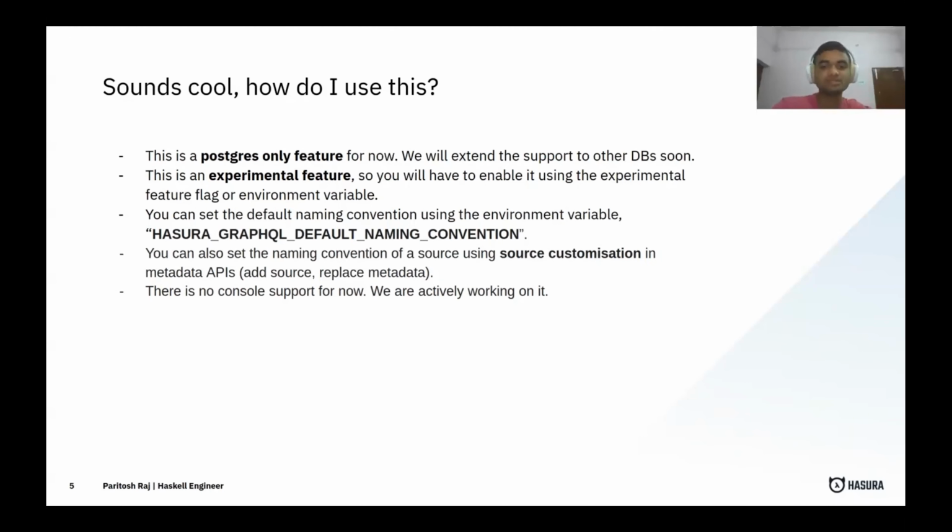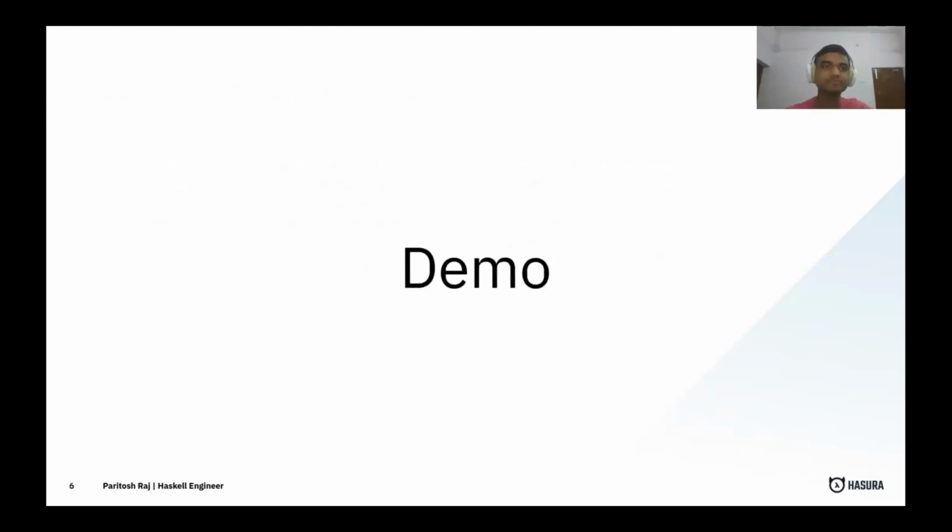If we set the source customization using the metadata APIs, add source or replace metadata, then we can set the source customization to use the naming convention GraphQL default or Hasura default, and we can also set this environment variable called HASURA_GRAPHQL_DEFAULT_NAMING_CONVENTION, which will set the default naming convention that will be used across the sources. This source customization has higher precedence than the default naming convention, and there is no console support as of now, but we are working on it and it will be implemented soon. So let's quickly take a look at the demo.